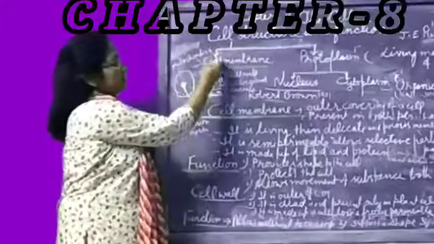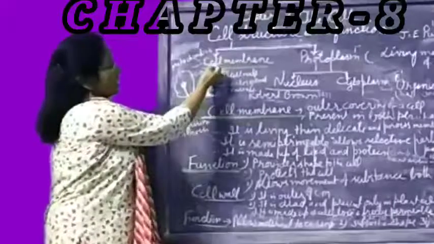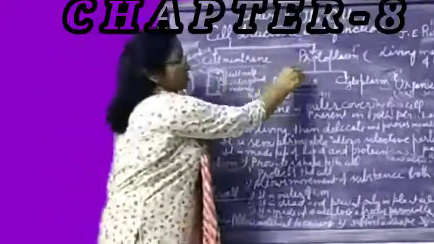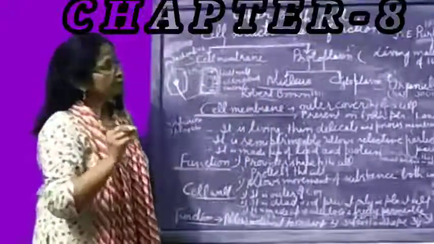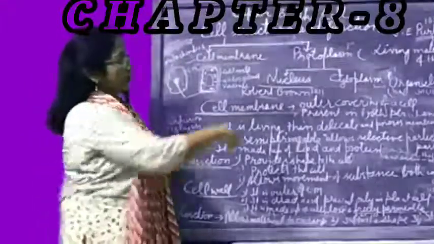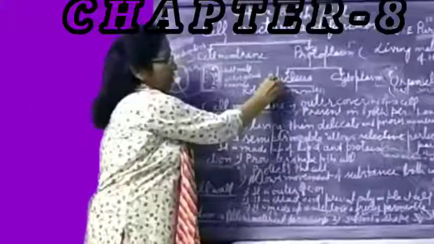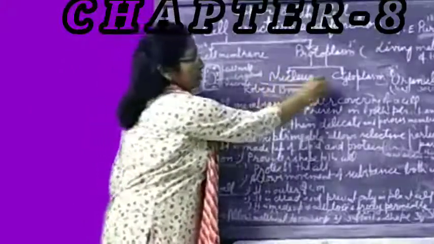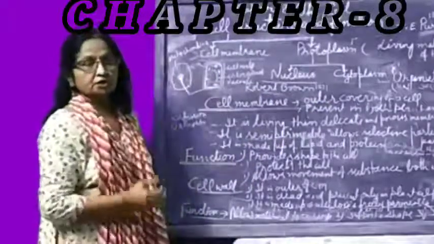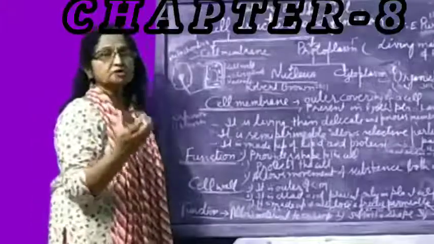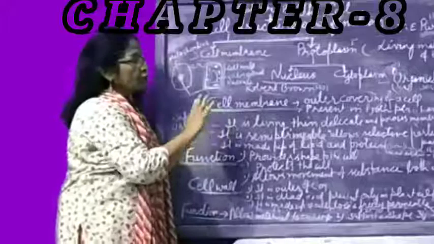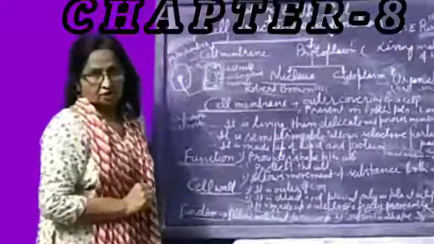I am dividing the cell into first two parts: cell membrane and protoplasm. Protoplasm is a new word for you; it means the living material or substance of a cell. Now protoplasm is again divided into nucleus and cytoplasm. So what is the nucleus? It is the main control center of the cell, which means it will control all the functions of the cell.